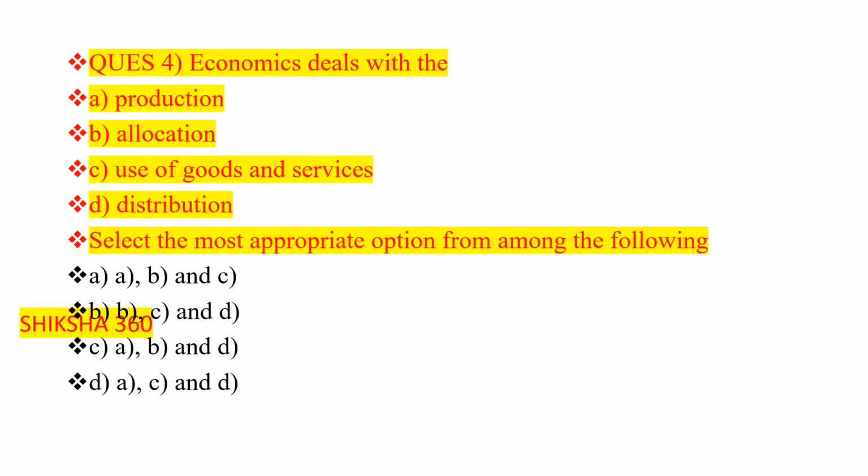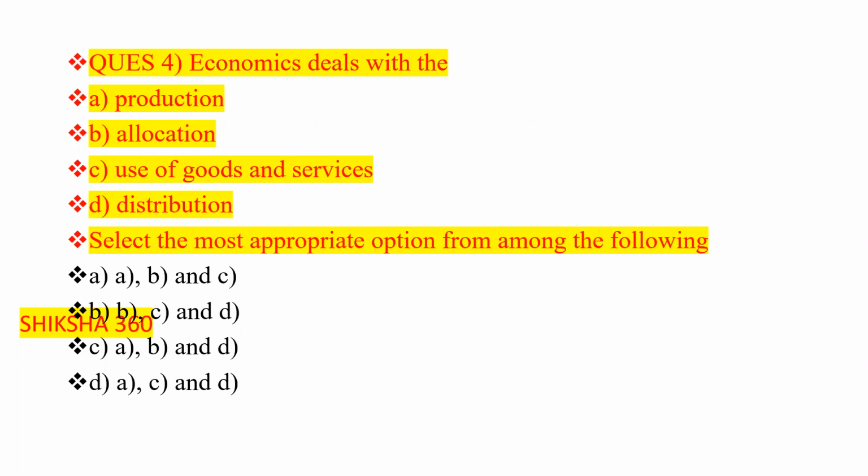Question number 4. Economics deals with: the first one is production, second one is allocation, third one is use of goods and services, fourth one is distribution. Select the most appropriate option. We have to find which things economics deals with. Production, yes, it deals with production.